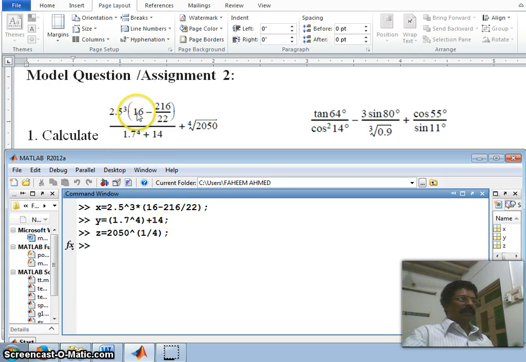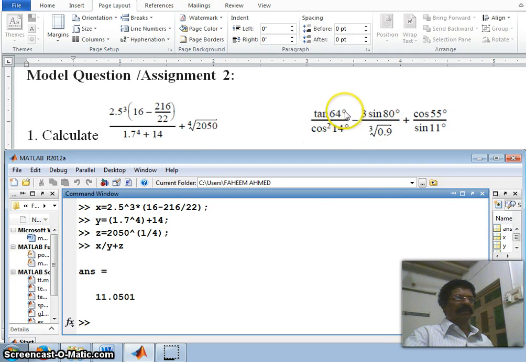Right. Now this is x, this is y, this one is z, therefore x is divided by y, then finally it is added with z. Therefore, the answer for this expression is 11.0501.